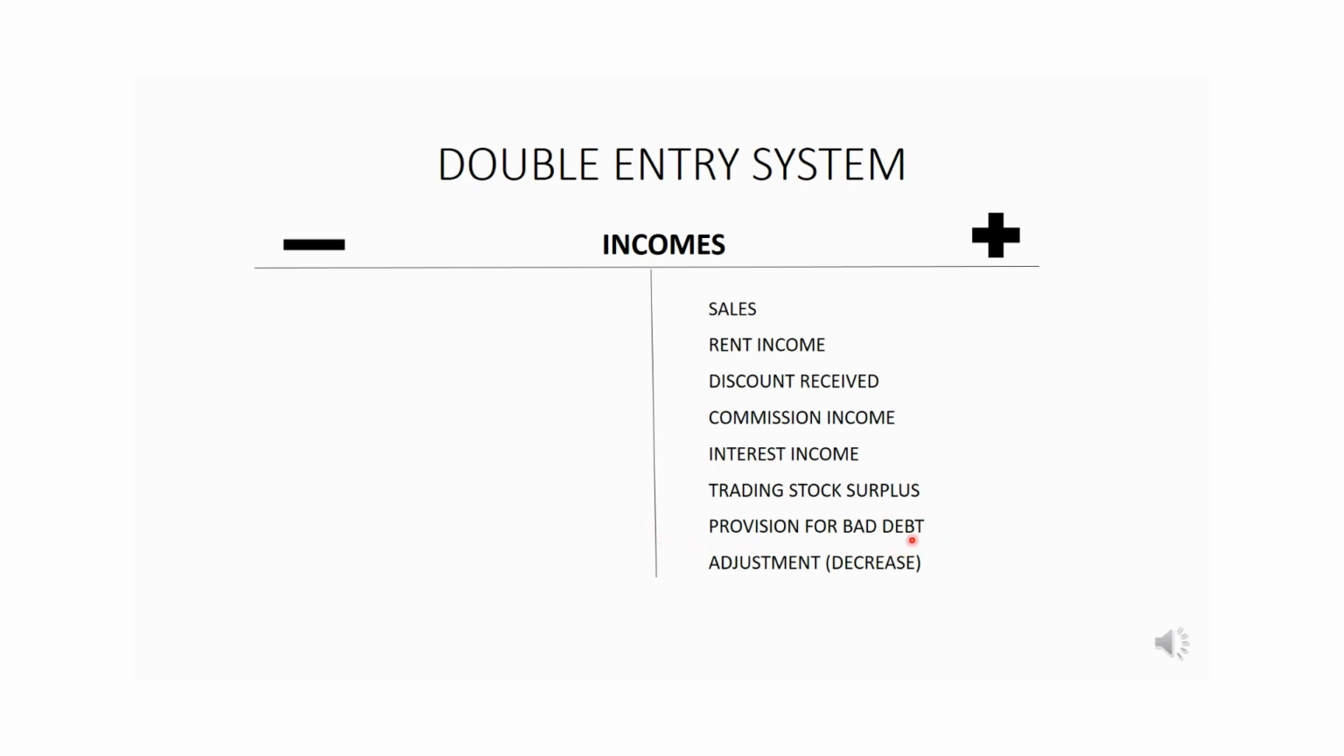Provision for bad debt adjustment decrease. With the provision for bad debt adjustment decrease, firstly, let me explain the term provision. A provision is an uncertain amount or timing. So you are unsure of one of the two here. Either you are unsure of an amount that you're going to pay, or you are unsure with regards to when you are going to be liable to pay this amount of money.